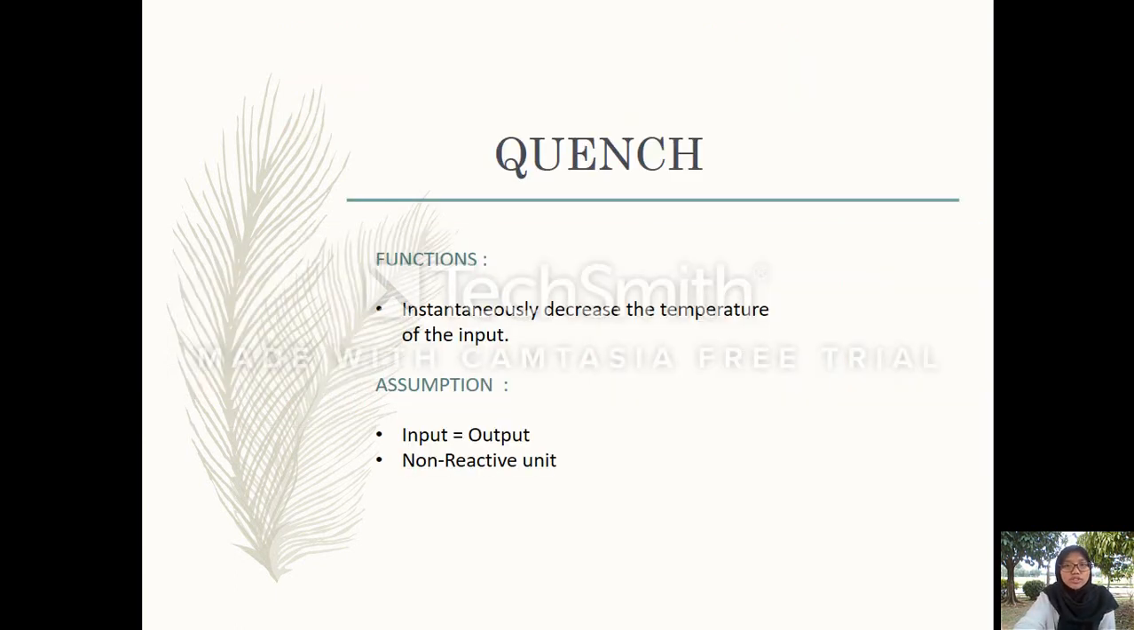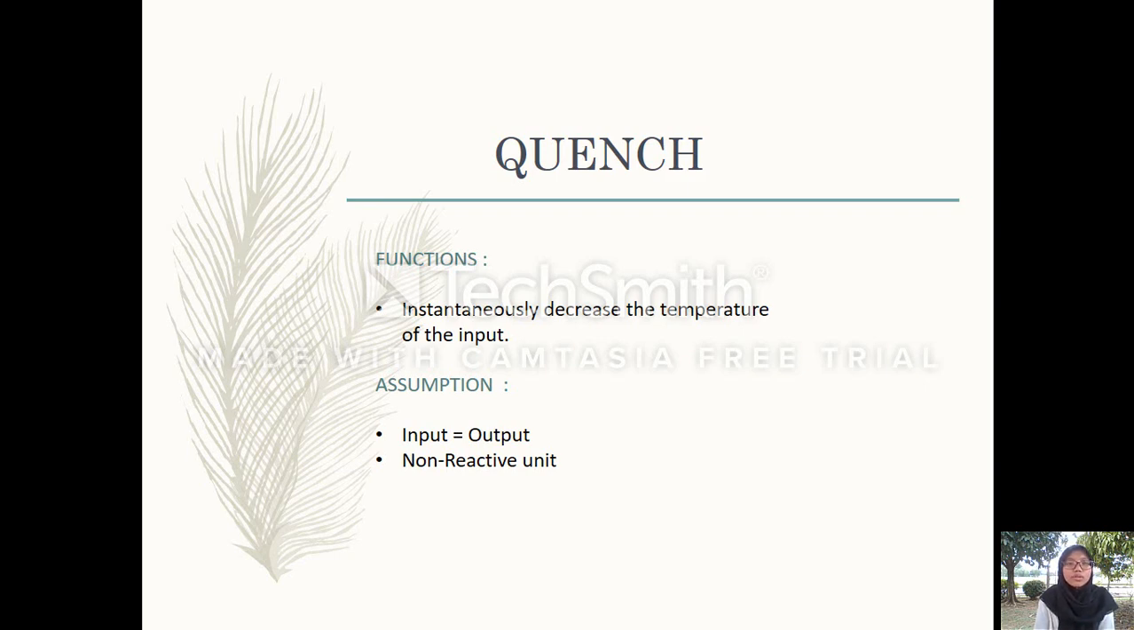Next is the quench unit. The difference between the quench unit and the cooler unit is that it will decrease the temperature, but instantly. For example, it will decrease the temperature from 600 Celsius to 25.